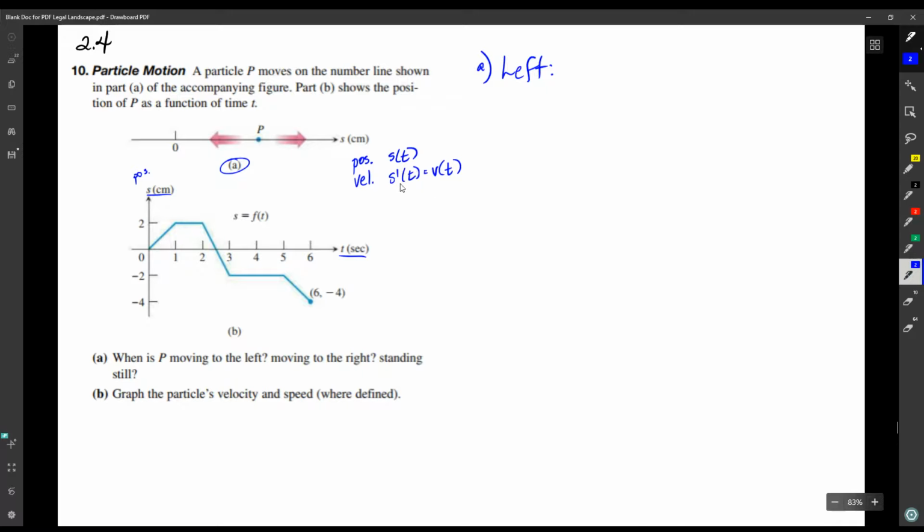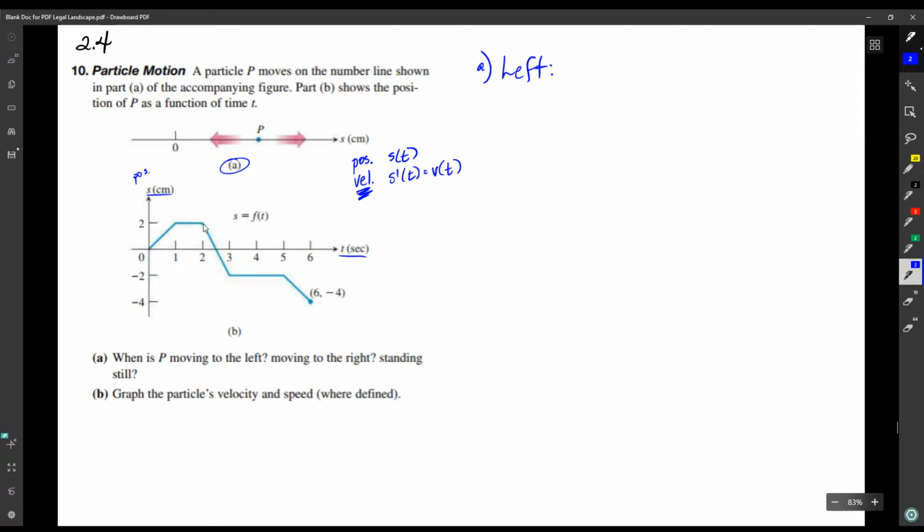So we want to take a look at then the derivative of the position, and we can do that on this graph by looking at the slope. So from 0 to 1, the slope is positive. From 1 to 2, it's 0. From 2 to 3, it's negative. When we think about the slope of position, we're thinking about velocity. So a leftward movement would occur when the slope of the position function, aka the velocity, is negative. That's indicating to us that the particle is moving to the left.